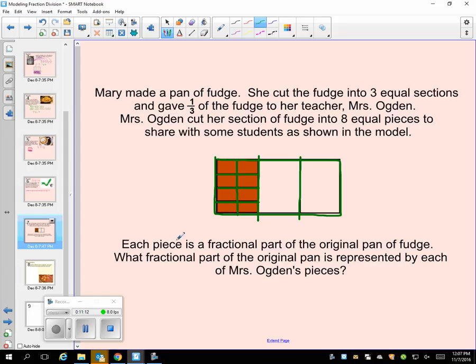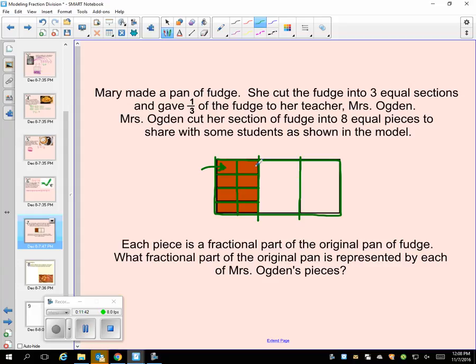Each piece is a fractional part of the original pan of fudge. So that's saying that each one of these is a fractional part of the whole pan. Not just Mrs. Ogden's part, but the whole pan. What fractional part of the original pan is represented by each of Mrs. Ogden's pieces? So it wants to know what fraction this piece is of the whole pan.